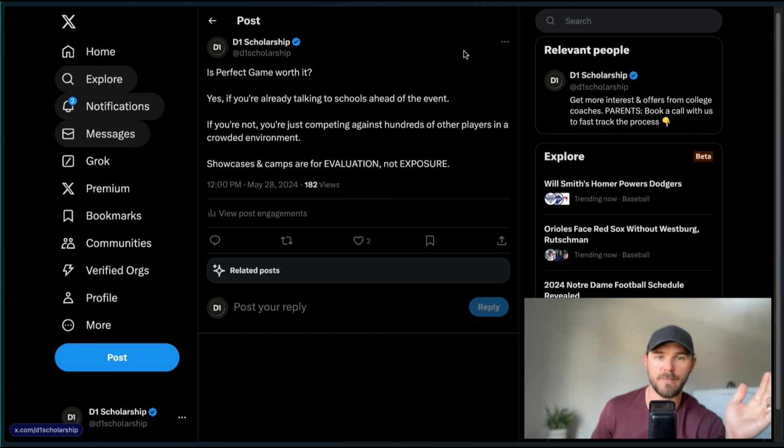If you're not, you're just competing against hundreds of other players in a crowded environment. Showcases and camps are for evaluation, not exposure. Not all Perfect Game events are created equal. There are some events that are more exposure-driven, some that are more metric-driven, some that are more development-driven, right? So not all PG or PBR events, or whatever it is for your sport, are equal.